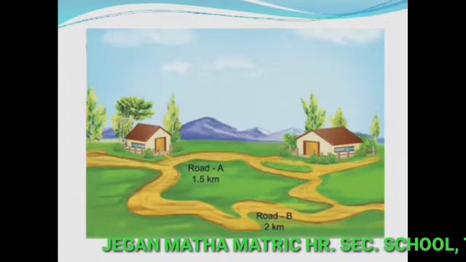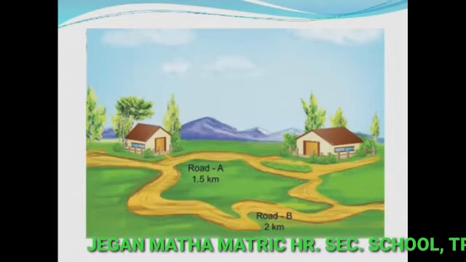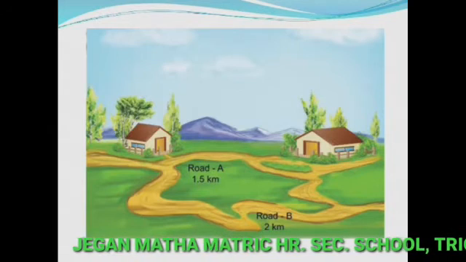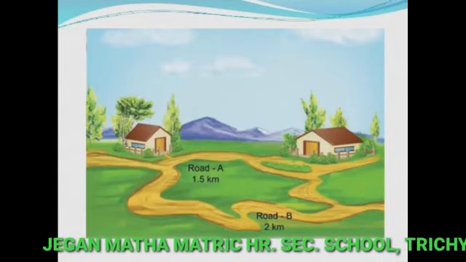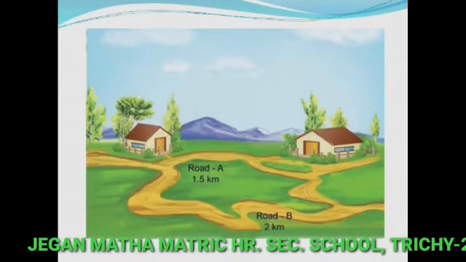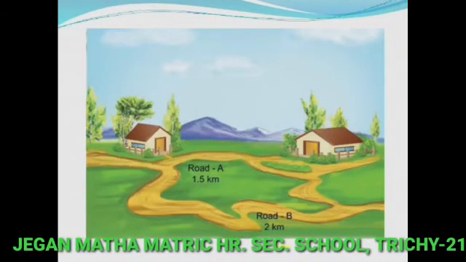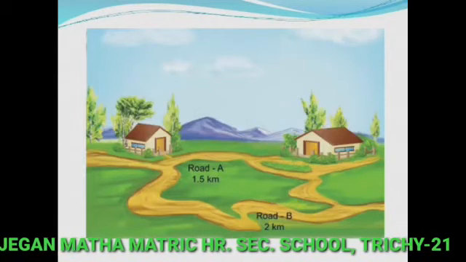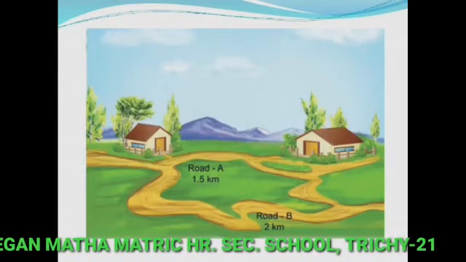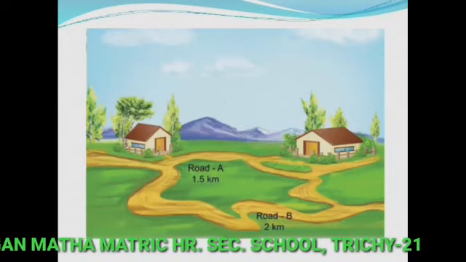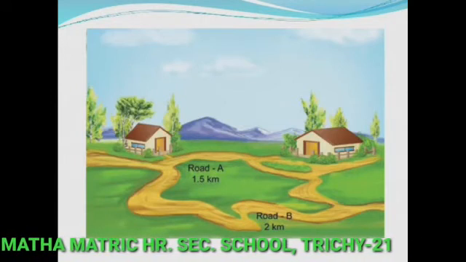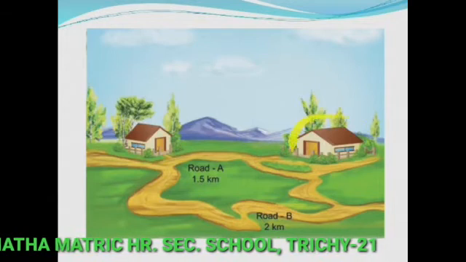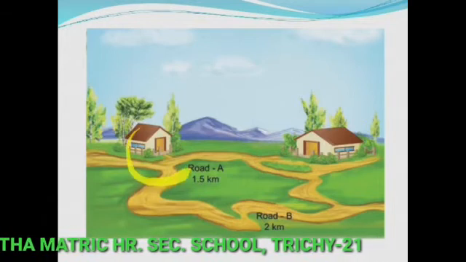So, two ways are there to reach the school. By choosing which path she could reach the school early, road A or road B? So here the shortest distance is road A. So that is 1.5 km. So this is the shortest distance to reach the school from Kavita's house.